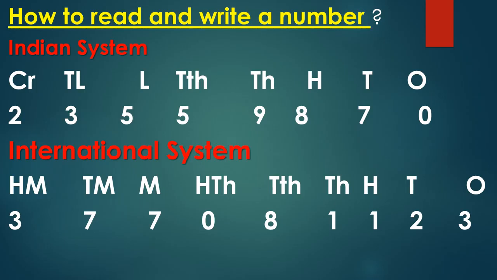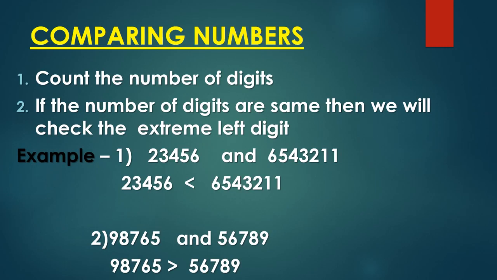Now second thing that we have done in chapter 1 is comparing numbers. When we have to compare numbers, first rule is that count the number of digits. Whose digits are more? A number whose number of digits are more, that number is greater and the other one is smaller. But if the number of digits are same, then we will check the extreme left side digit. Okay, now see the example.